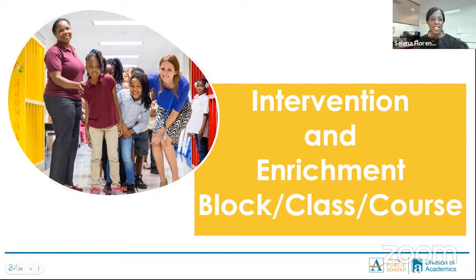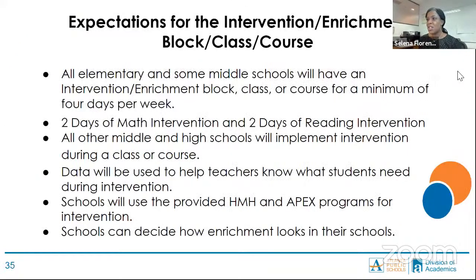So good evening once again, South Atlanta families. Our next portion of the presentation is all about intervention and enrichment. So here are the expectations for intervention and enrichment for this school year. All of our elementary schools and some of our middle schools have an intervention or enrichment block. The block takes place 4 days a week, 2 days for reading and 2 days for math. All other middle schools and high schools are doing intervention or enrichment during a class or a course.